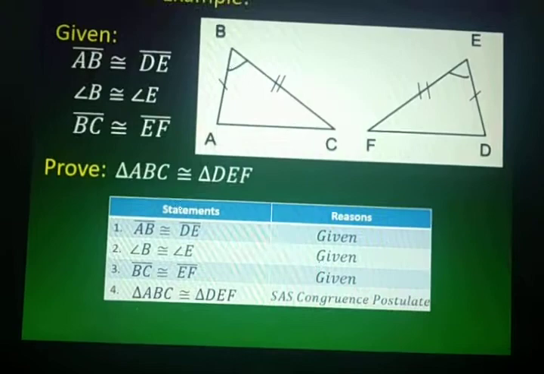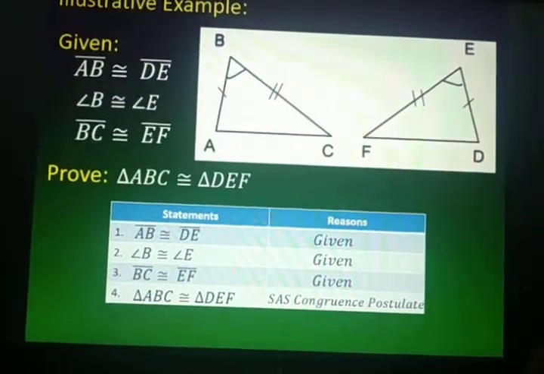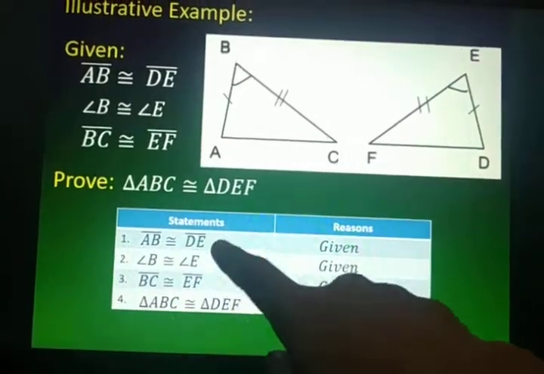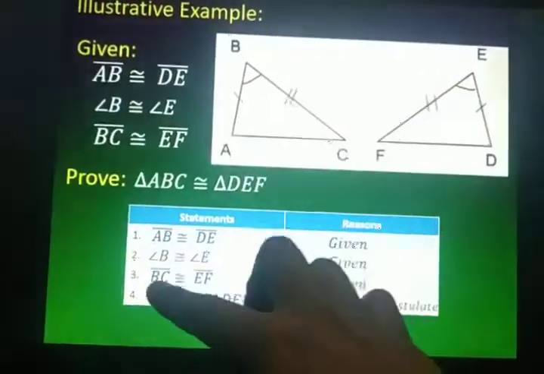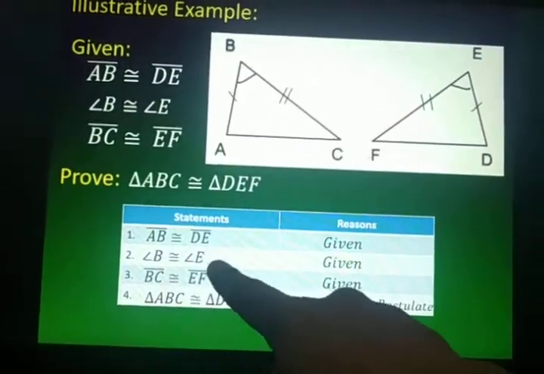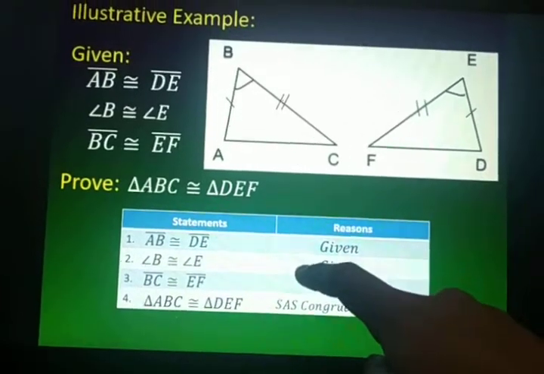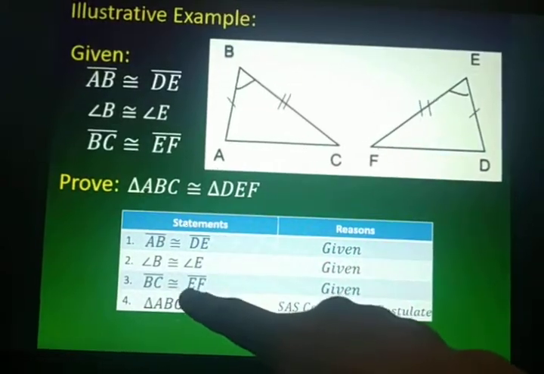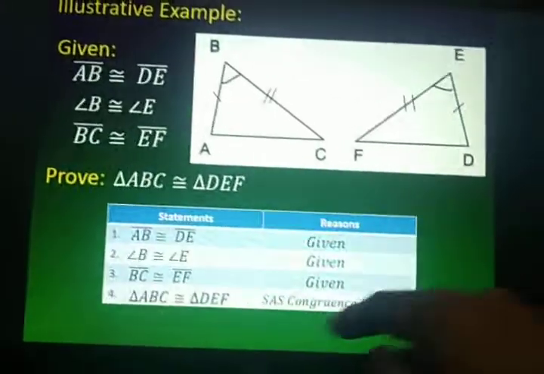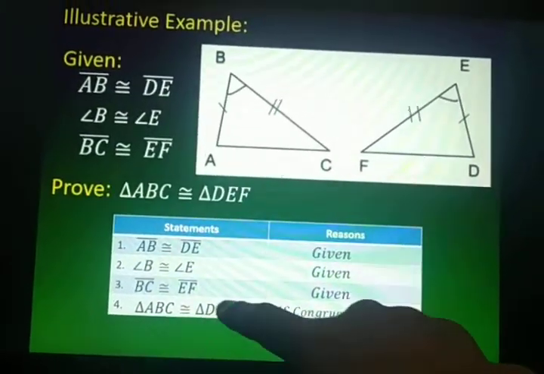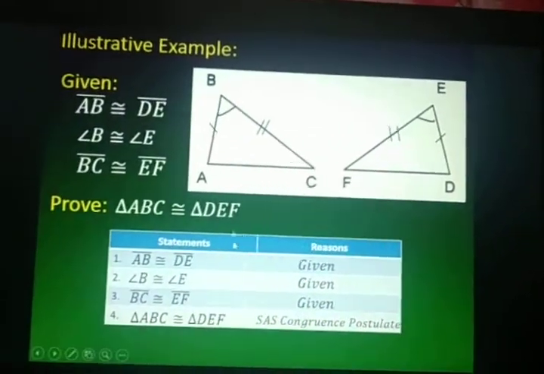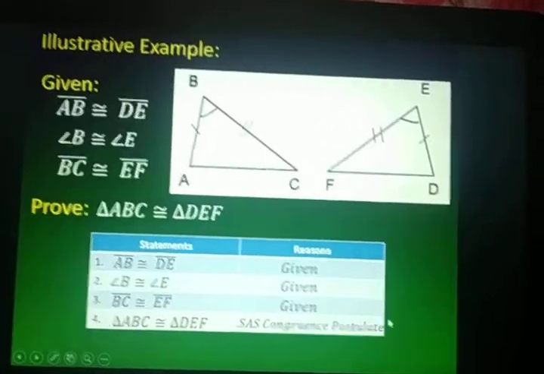But in another way, we use the if-then statement. If line segment AB is congruent to line segment DE, and angle B is congruent with angle E, which is an included angle, and line segment BC is congruent to line segment EF, then triangle ABC is congruent with triangle DEF by the SAS Congruence Postulate. Okay? Let's have another example.